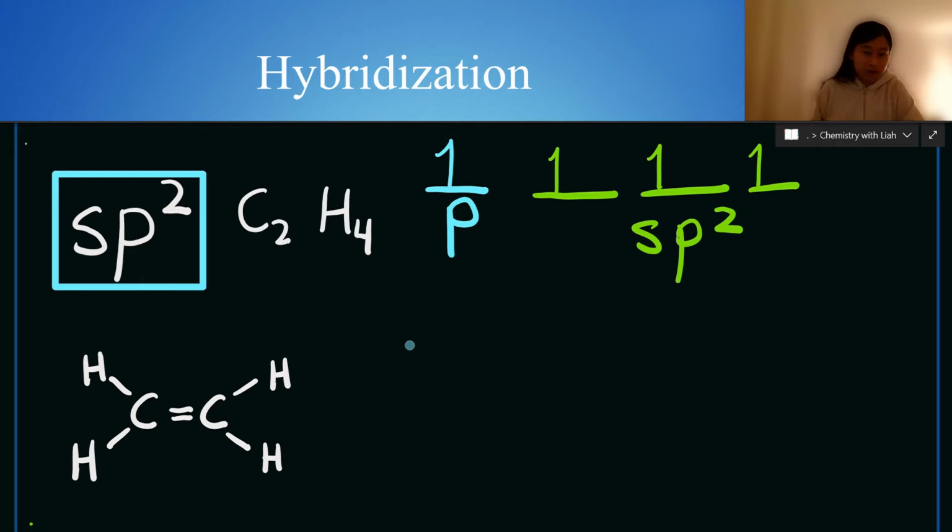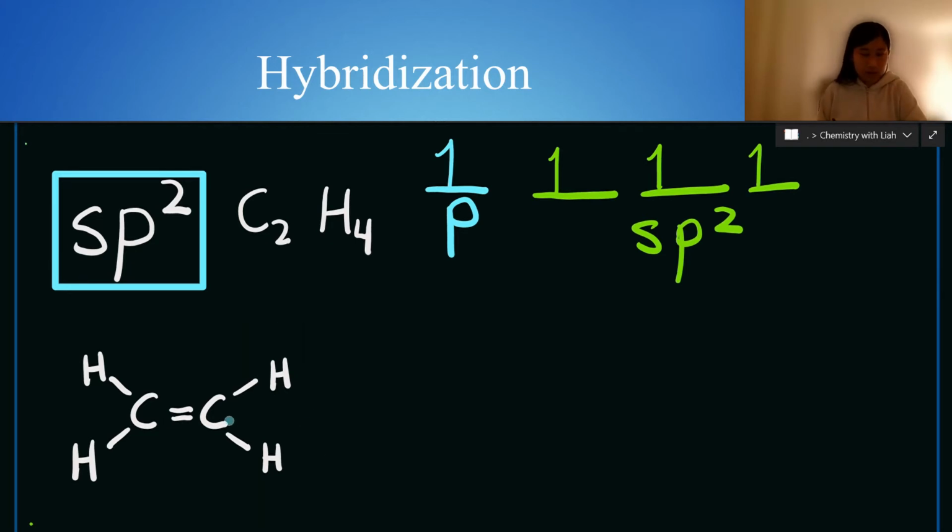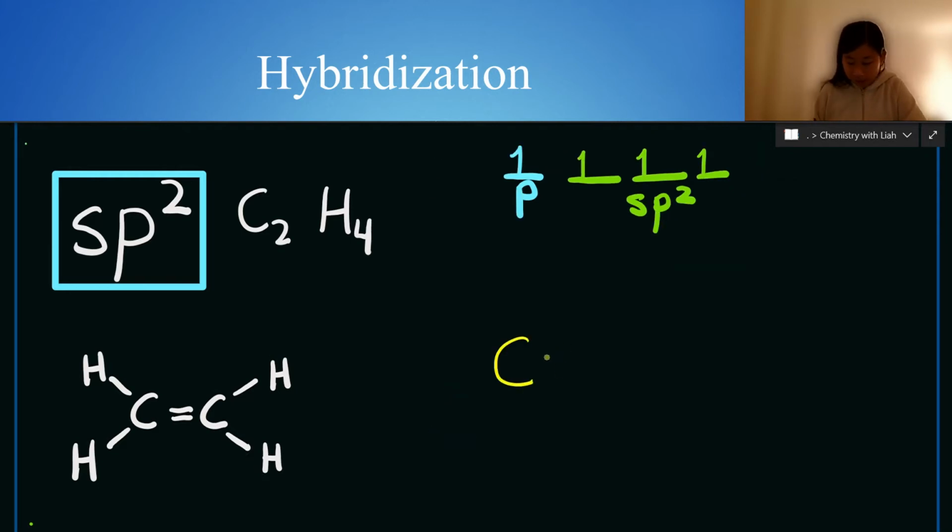Now for this, we're going to use the molecule C2H4, which looks like this in Lewis structure. As you can see, it is 2 carbon atoms bonded by a double bond, and then each carbon has 2 hydrogens. Now let's draw the hybridization diagram for this. So carbon is going to have 3 hybridized orbitals, and the same goes for this carbon over here, 3 hybridized orbitals.